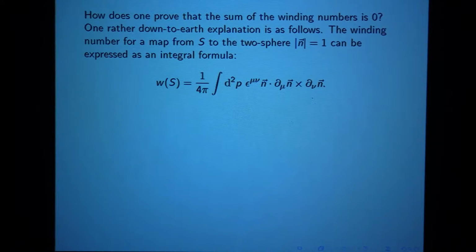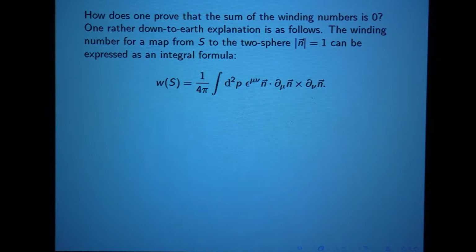The winding number for a map from S to the 2-sphere n equals 1 can be expressed as an integral formula. So this is a very beautiful formula. You have n, which is a function of p, and you can compute the winding number by integrating something over the sphere. So this integral is supposed to go over the 2-sphere S. I should have written an S down here. And what you integrate is 1 over 4 pi times an explicit function of n of p.